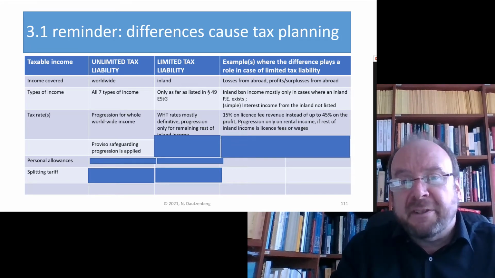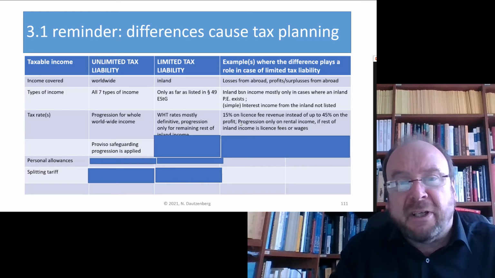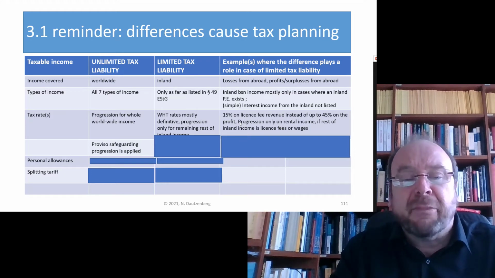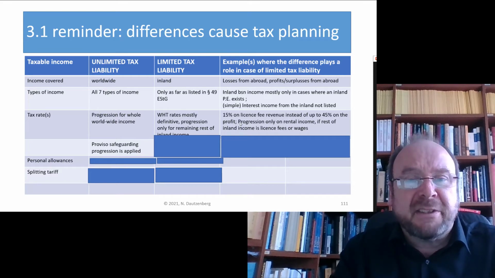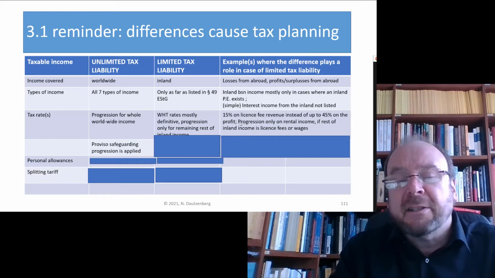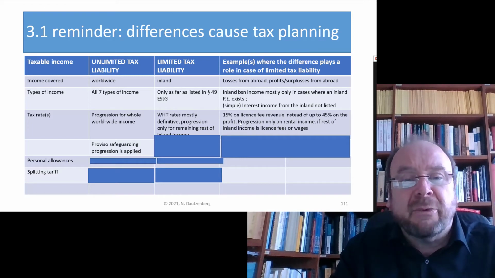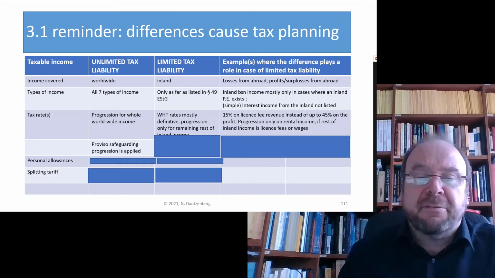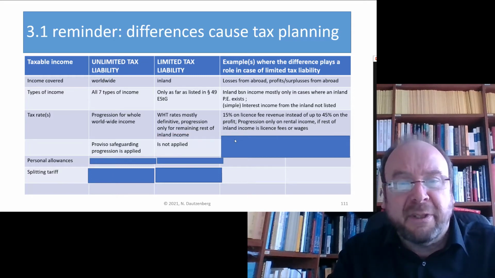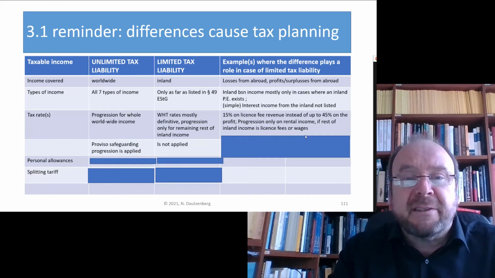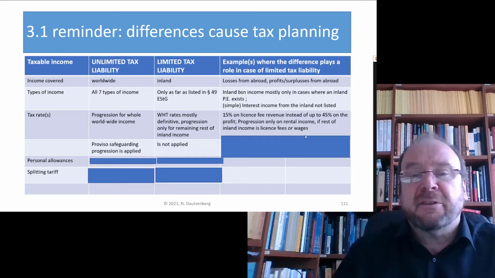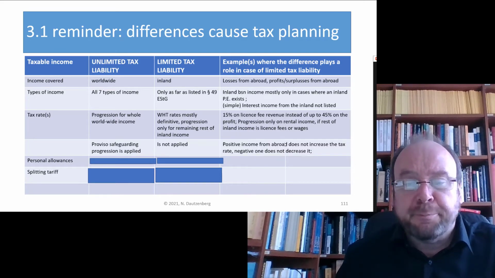Unlimited tax liability: if you have things which are not a part of your taxable income, then the proviso safeguarding progression takes place and ensures that your progression nevertheless corresponds to your real wealth in that year. If you are a limited tax liability taxpayer, the proviso rules are usually not applied, and so your real wealth does not influence your progressive rate in the inland.